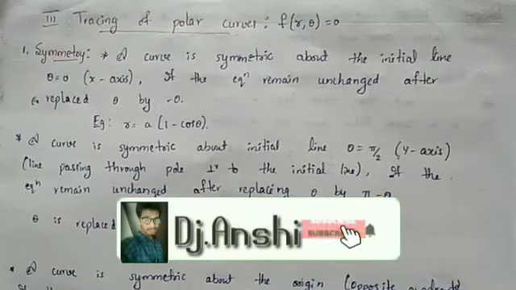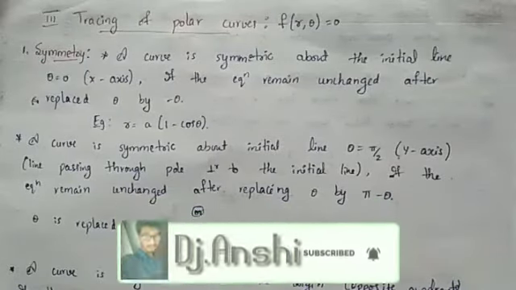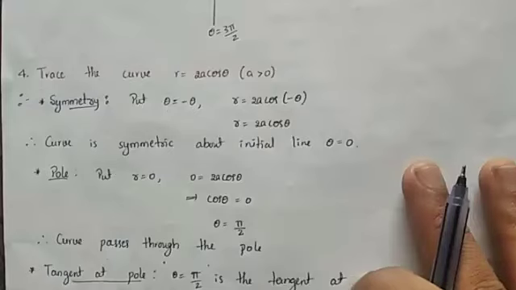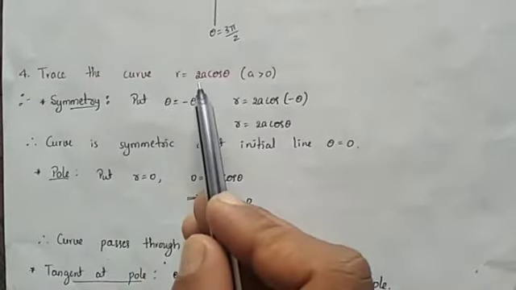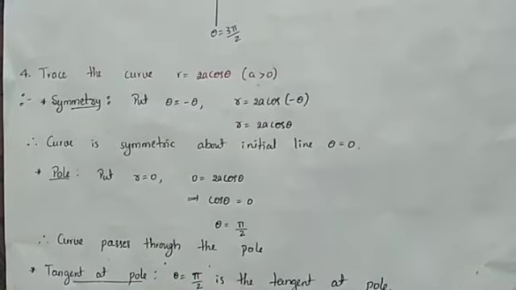In the previous classes, we started the concepts of the tracing of polar curves. In this class, we continue the tracing of polar curves. The problem is: trace the curve r is equal to 2a cos theta. In this case, the condition is a is greater than 0.